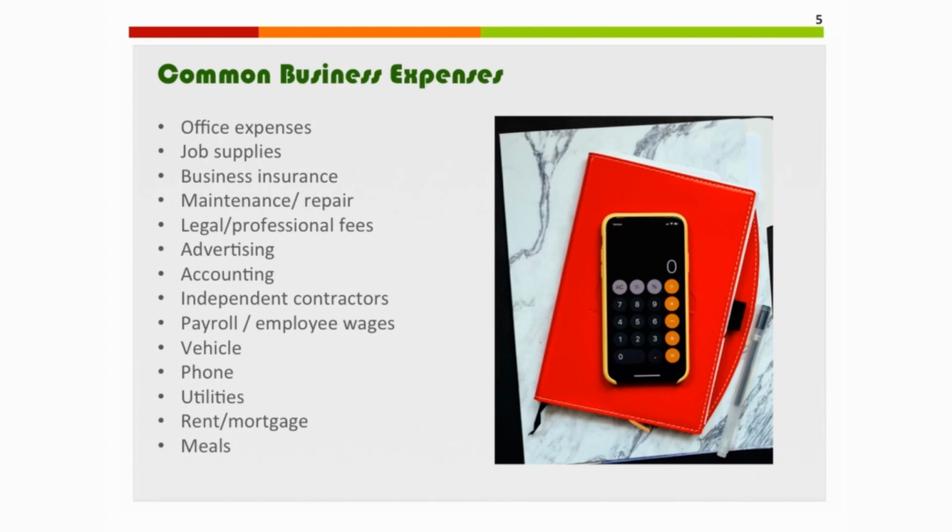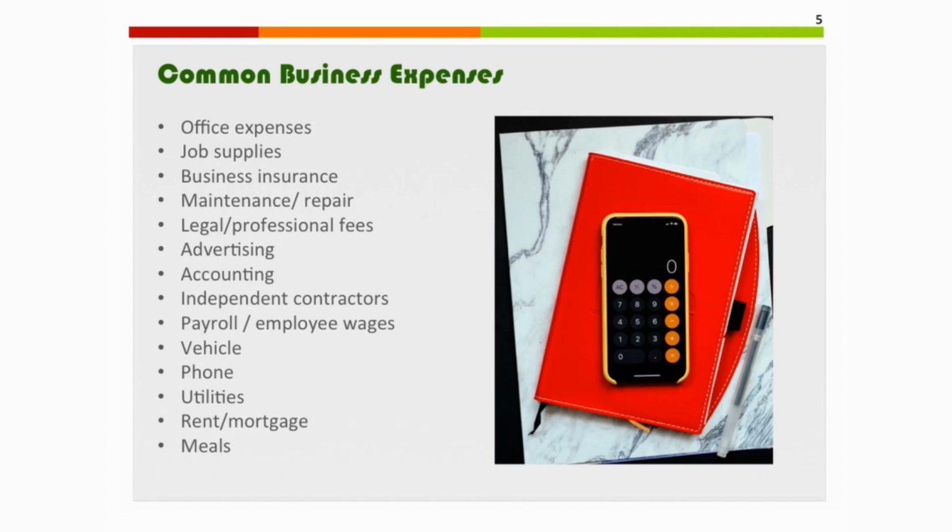Other expenses include job supplies, which are supplies that you need to perform your job or make your product, business insurance, which we should all definitely have, maintenance and repairs, especially if you have a brick and mortar, legal fees and professional fees, and this could also include any membership fees to professional organizations, advertising, which we all know a lot about, accounting, of course, and any independent contractors that you hire. It's always important to remember that if you pay that independent contractor $600 or more for the calendar year, then you want to issue them a 1099.